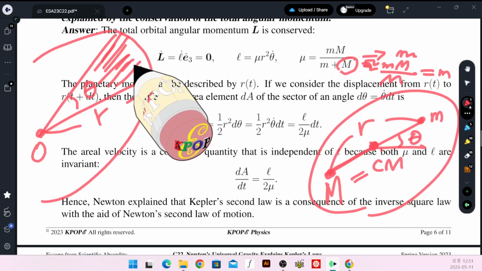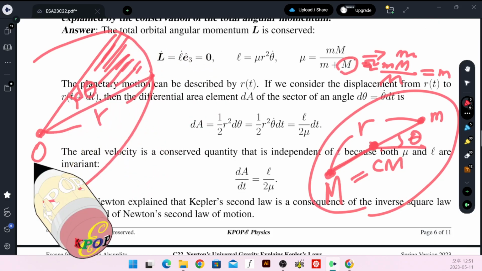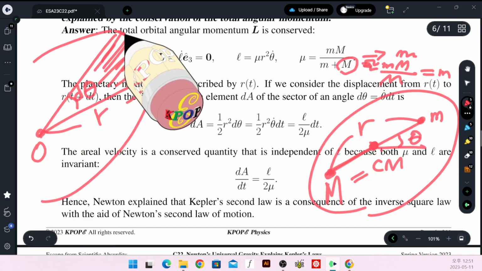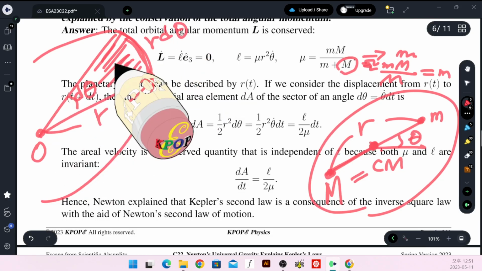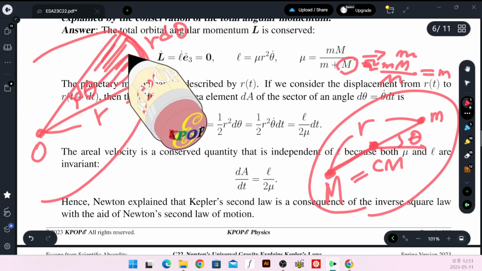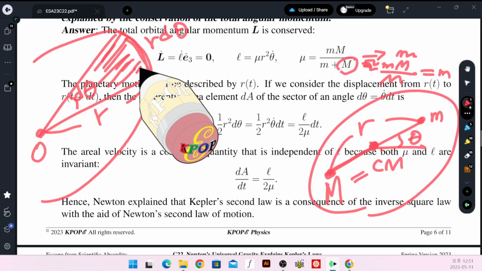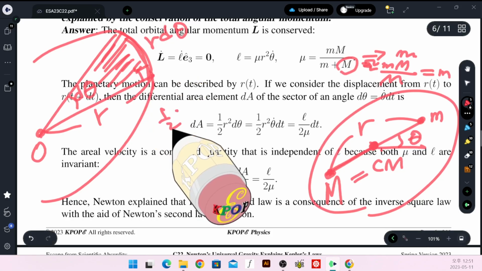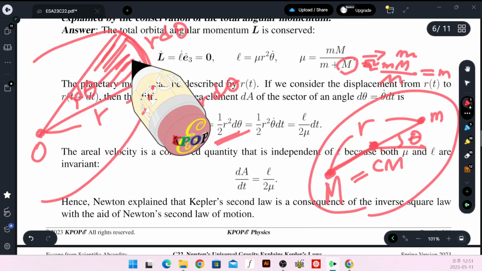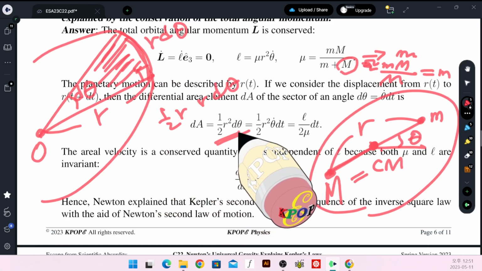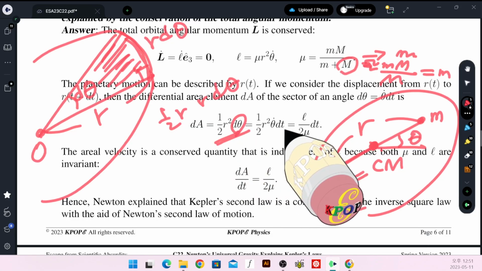All right, what is the area when this angle is d theta? We know this arc is r d theta. And if d theta is very tiny, then this can be approximated as a triangle, and it is perpendicular. So 1/2 r d theta times r, so 1/2 r squared d theta is the area of this sector. And this d theta can be expressed as theta dot dt.